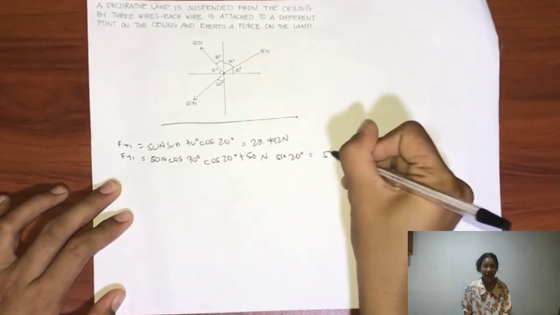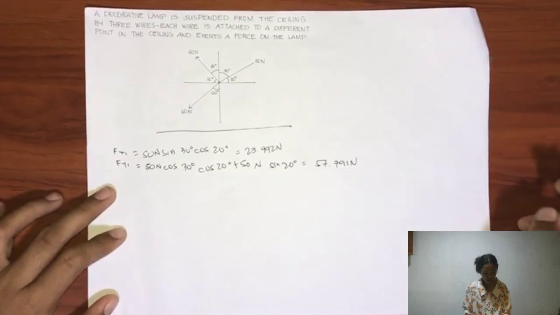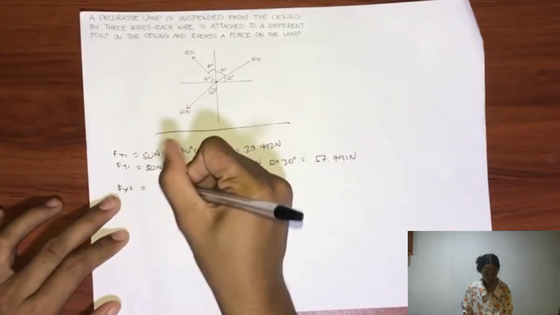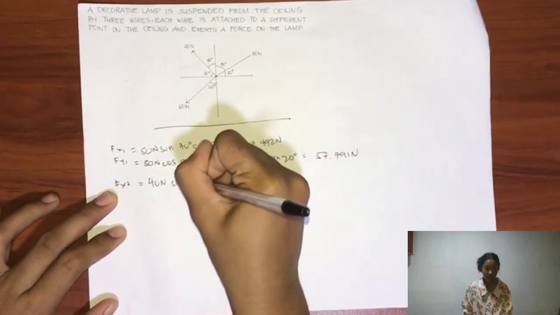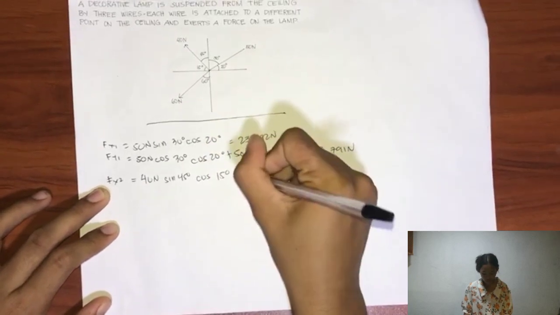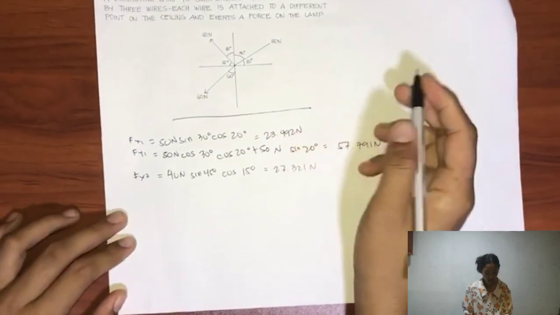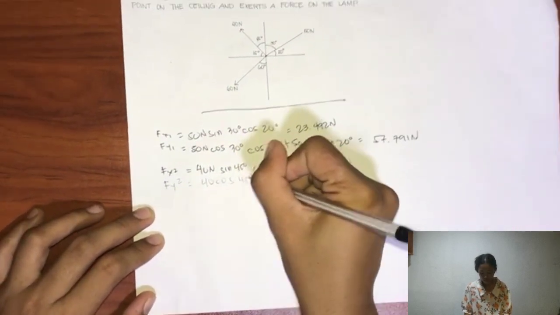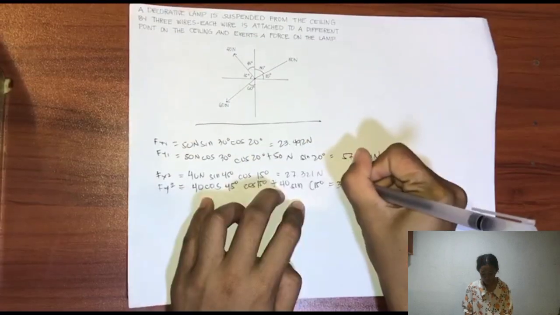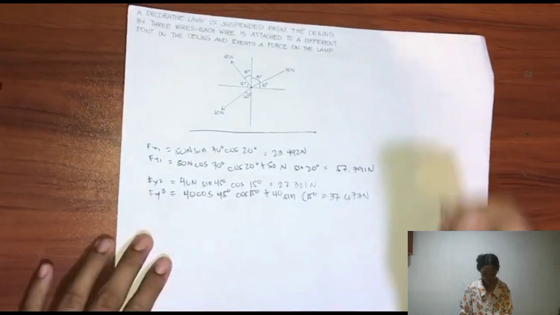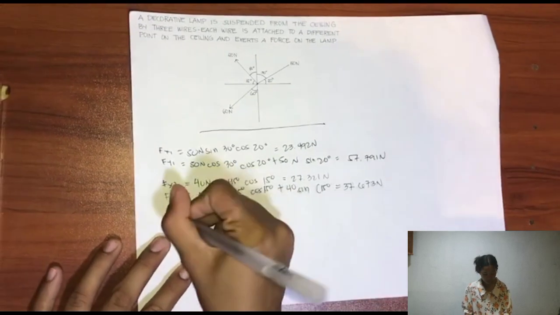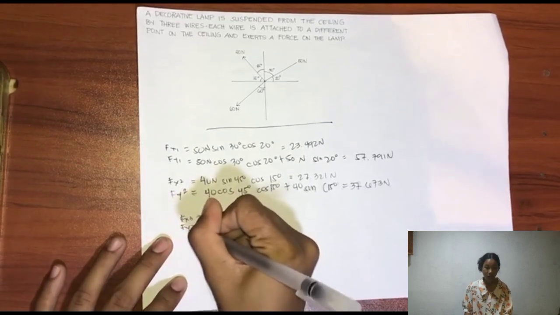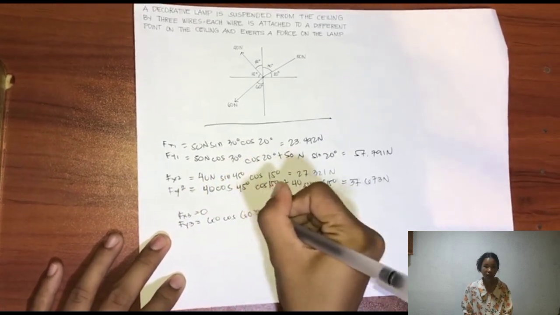57.791 Newton. And hahanapin naman natin ang force X2. So meron tayo ditong 40 Newton sin 45 degree cos 15 degree is equals to 27.321 Newton. And then ang Fy2 naman natin is 40 cos 45 degree cos 15 degree plus 40 sin 15 degree is equals to 37.673 Newton. So ang ating Fx3 naman is equals to 0, kasi wala siya dito, kaya 0. And then Fy3 is equals to 60 cos 60 degree is equals to 30.